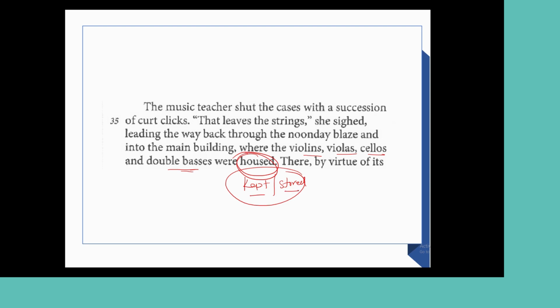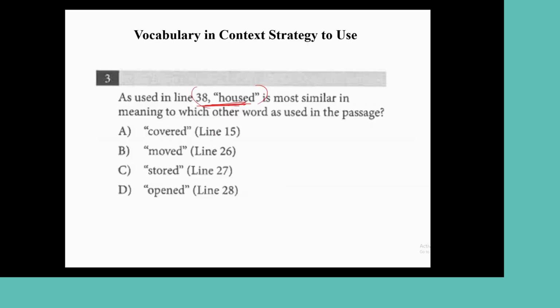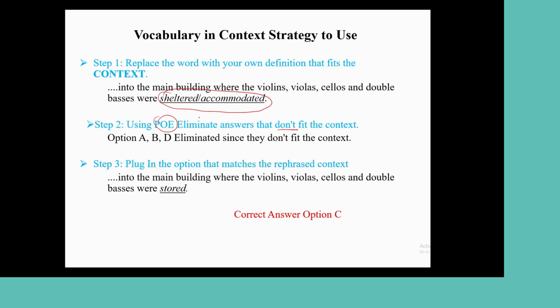Now we're going to use process of elimination. We're going to see which option is close to kept or stored. Let's look at option A, covered, option B, moved, option C, stored. Yes, we have that here clearly, and option D, open. So option C is very close to what we have. In fact, we have predicted the same word here, so we can be sure that option C should be the right answer.